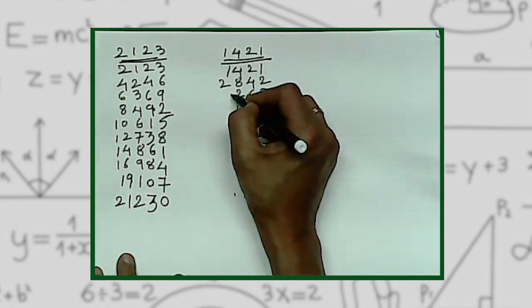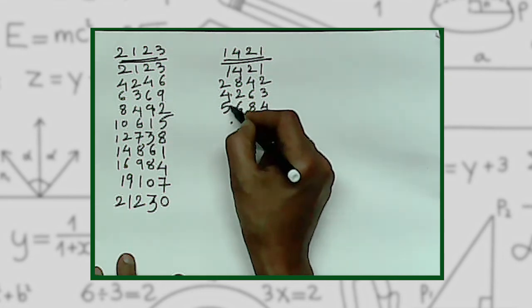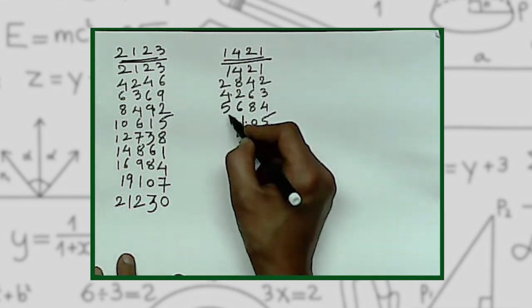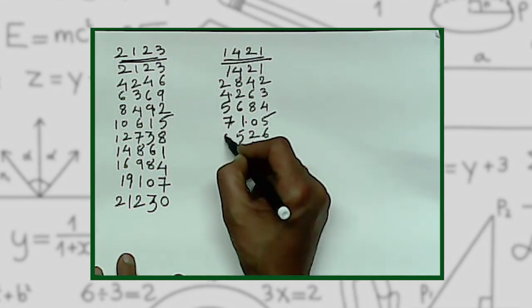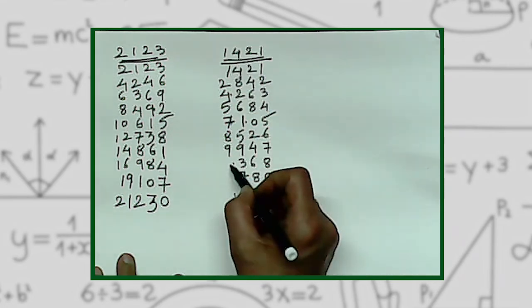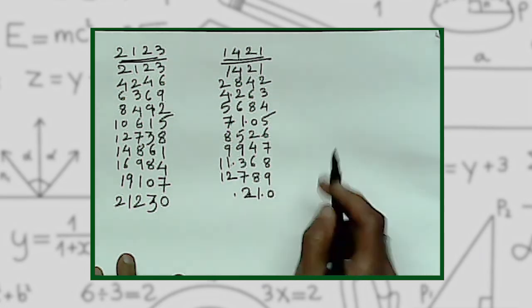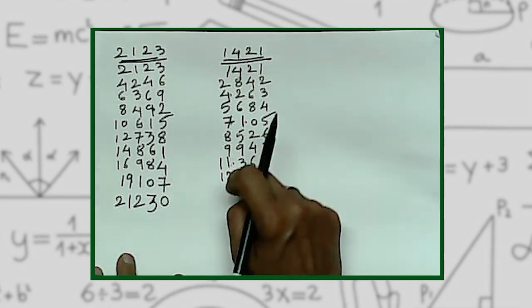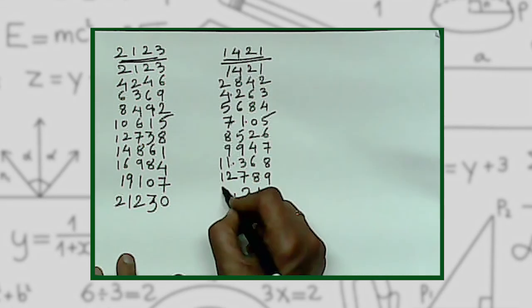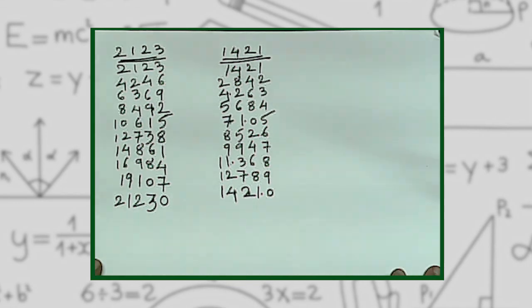Now last step, 1 plus 1, 2. 2 plus 1, 3 and 1, 4. 4 plus 1, 5. 5 plus 1, 6 and 1, 7 plus 1, 8 plus 1, 9. 9 plus 1, 10 and point 11. 11 plus 1, 12. 12 plus 1, 13 and 1, 14. We have finished 4-digit table also.